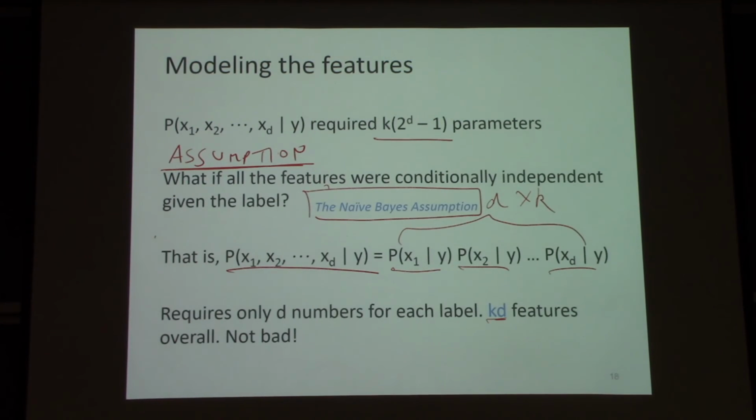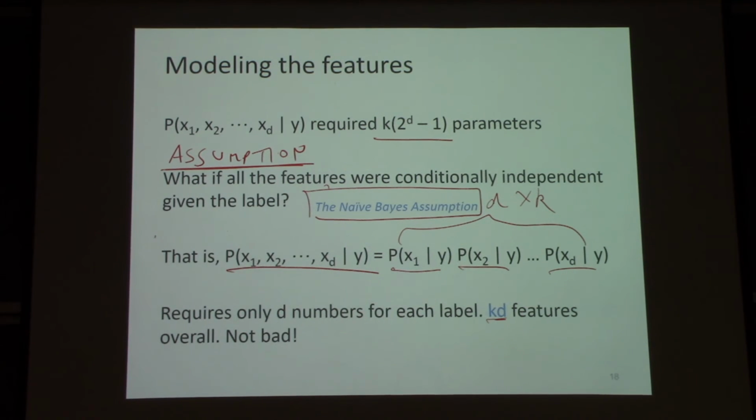Questions about this before we get into it? Yes? It's from the previous slide. How are we getting that 2 power d? Where did that 2 come from? Oh, because we assume that each feature is Boolean. If each feature is Boolean and you have d features, then you have 2 power d possible combinations.